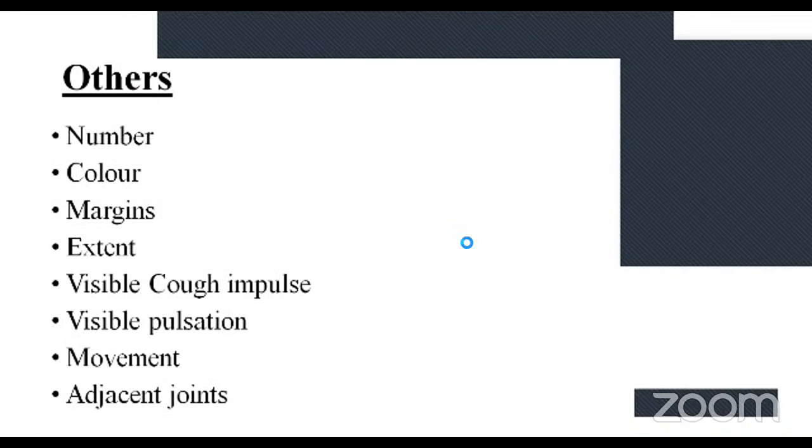Then coming to the others. Some important things are there. Number of swellings is very important. The patient may not have appreciated it. He may be having a swelling in the back, so he may not appreciate it. So it's our duty to look for it. So number is important. Single or multiple.